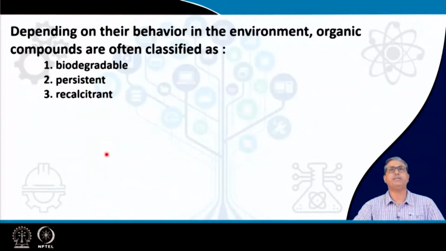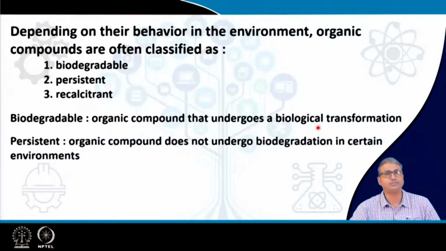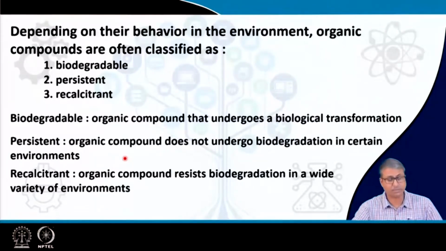Now, depending upon the behavior in the environment, the organic pollutants or organic compounds are classified as biodegradable, persistent, and recalcitrant. Biodegradable are the compounds which undergo a biological transformation. Any organic compound which undergoes biological transformation will be considered as biodegradable. Persistent are the organic compounds which do not undergo biodegradation in certain environments, but might be undergoing biodegradation under certain other environments. Recalcitrant are those organic compounds which resist biodegradation in a wide variety of environments.